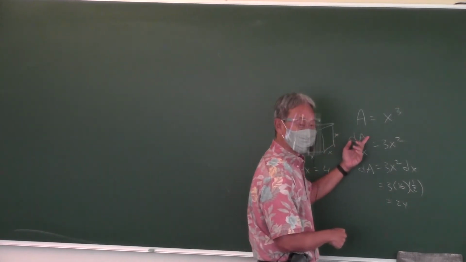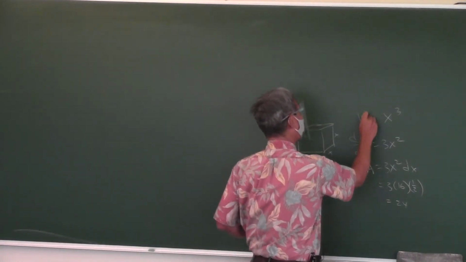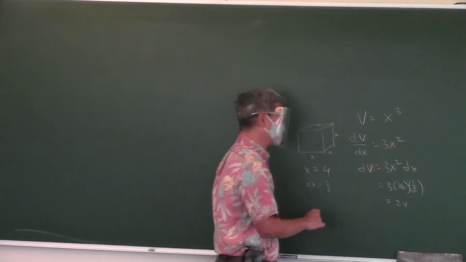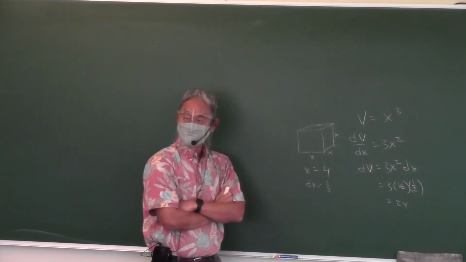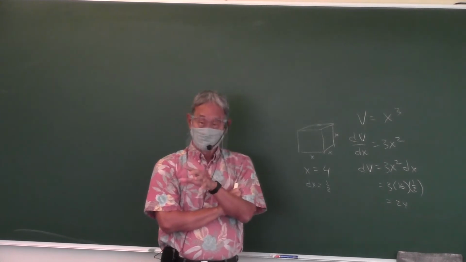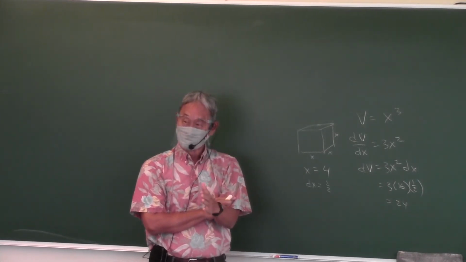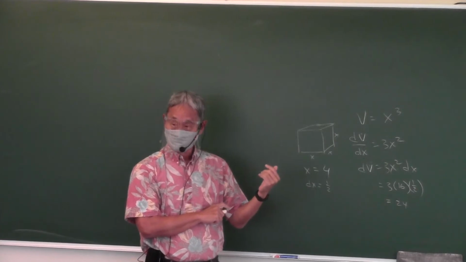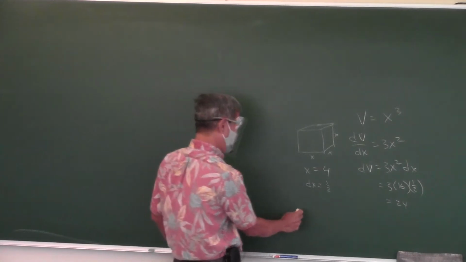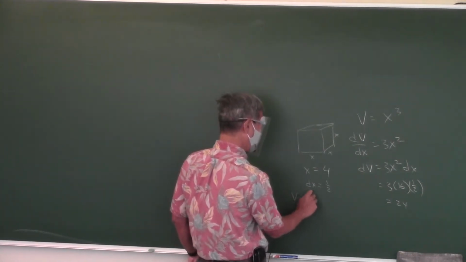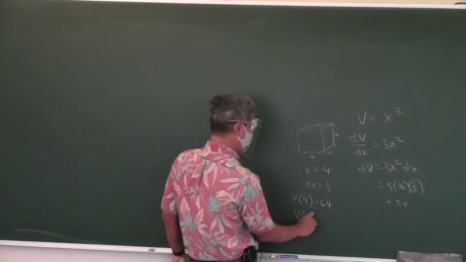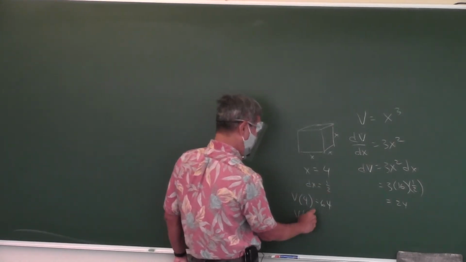This is a volume. Why isn't anybody telling me? This is a volume. The approximate change in volume will be 24 cubic units. That's an approximate change in volume using the tangent line. Let's compare that with the actual change in volume. What is the volume when x is 4? 64. What is the volume if I increase that to 4.5?